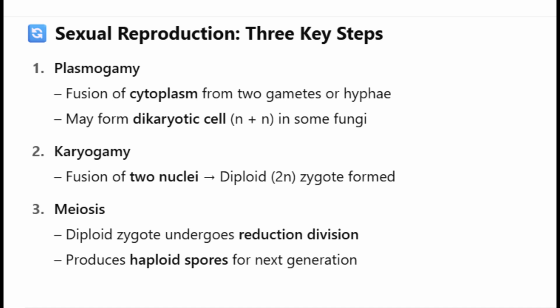In short, plasmogamy brings cells together. Karyogamy unites their nuclei. Meiosis ensures genetic diversity and starts the next generation. This process is vital for evolution and adaptation in fungi, allowing them to survive in diverse and changing environments.